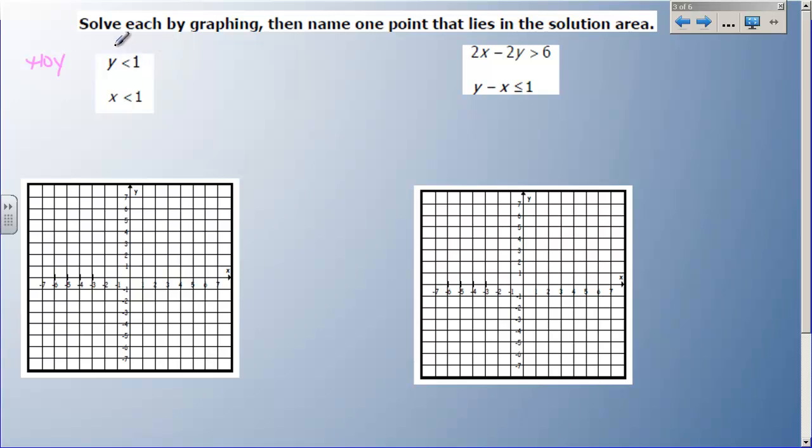Because it is less than, I'm going to shade down. And because it doesn't have the or equal to, this has to be a dotted line. So when I graph it, I have to draw a dotted line. It's going to cross the y-axis right here at 1 because that's what it says. And I'm going to have a horizontal line that passes through that point right there. So there is my line.